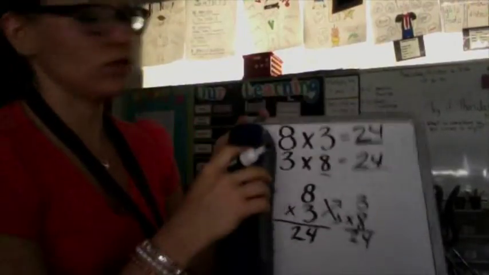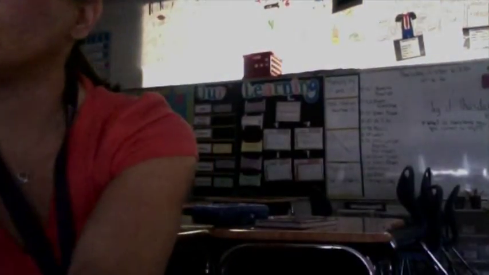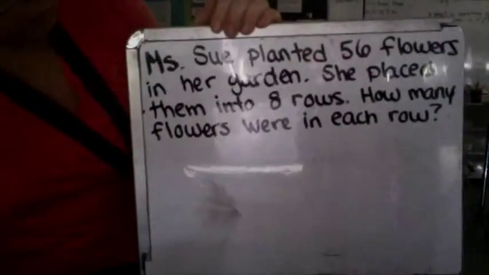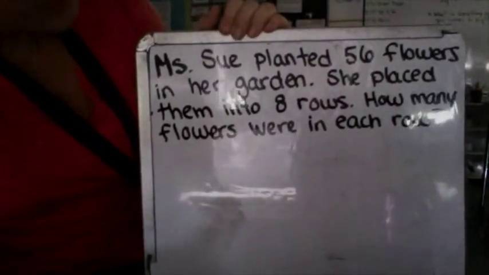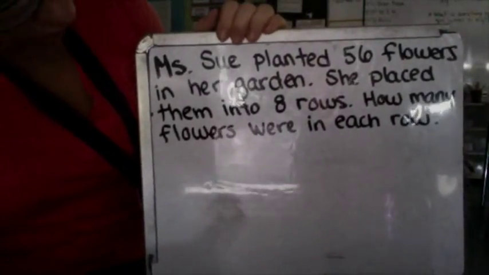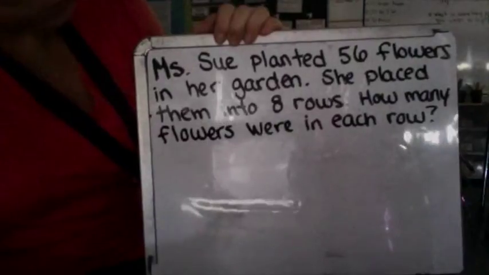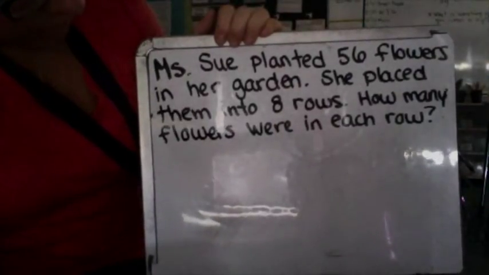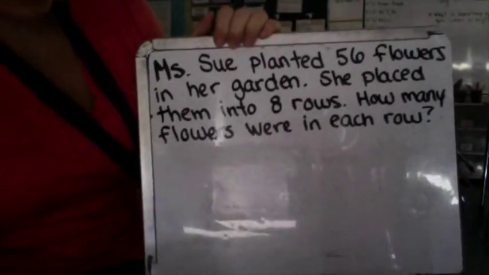Let's go ahead and do our story problem. You don't have to write the problem down, you're just going to solve it with me, okay? So it says, Miss Sue planted 56 flowers in her garden. She placed them into 8 rows. How many flowers were in each row?